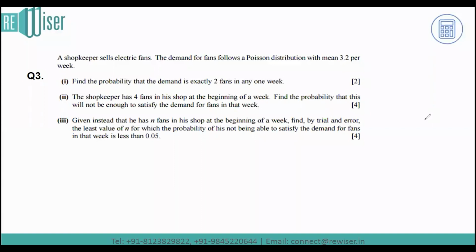Hello students, the question says the shopkeeper sells electric fans. The demand for fans follows a Poisson distribution with a mean of 3.2 per week. So the value of lambda which they have given is 3.2.